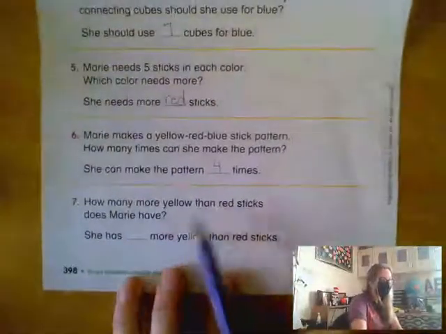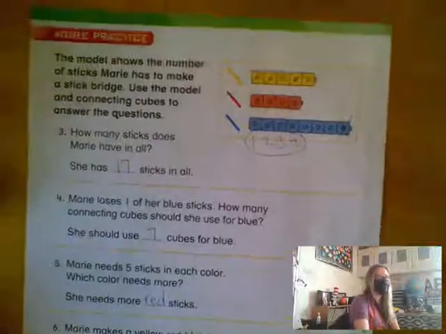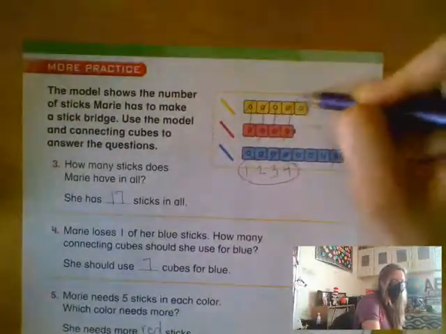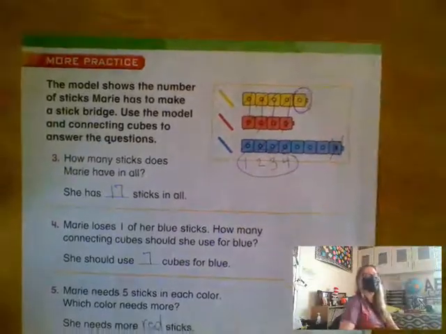How many more yellow than red does she have? We don't even really have to do a subtraction problem here, Dominic. We can just go ka-chink, ka-chink, ka-chink, ka-chink, and then look at the difference. How many more yellow? 1. Just 1 more. So for number 7, you can put 1 more.